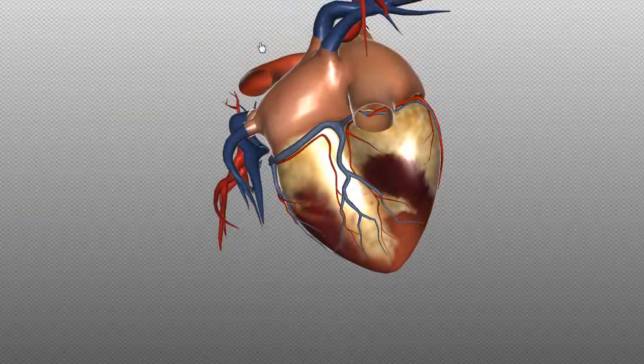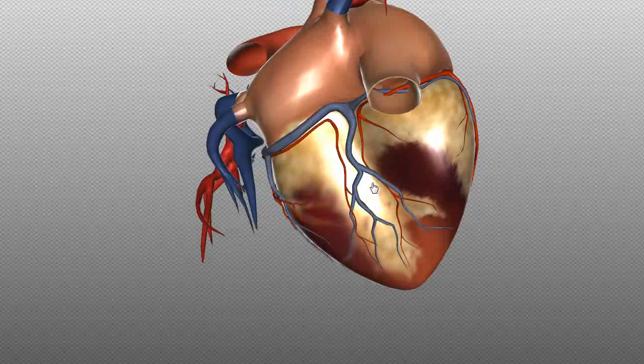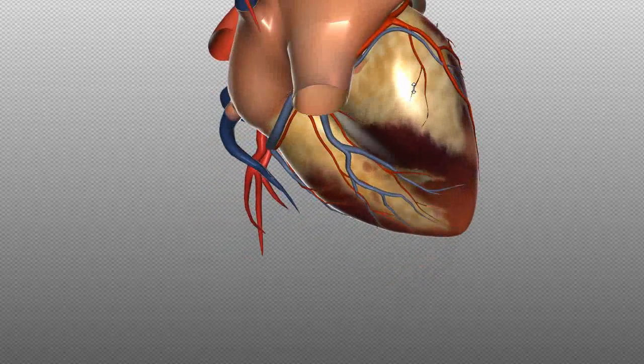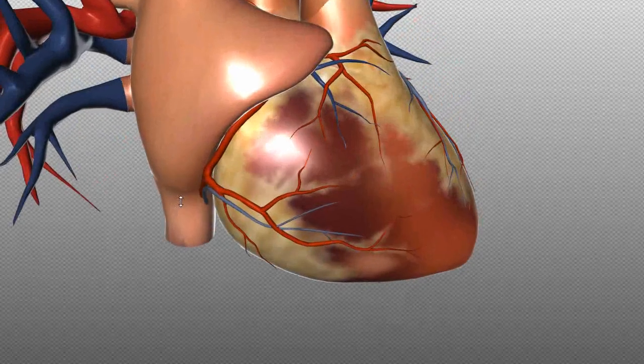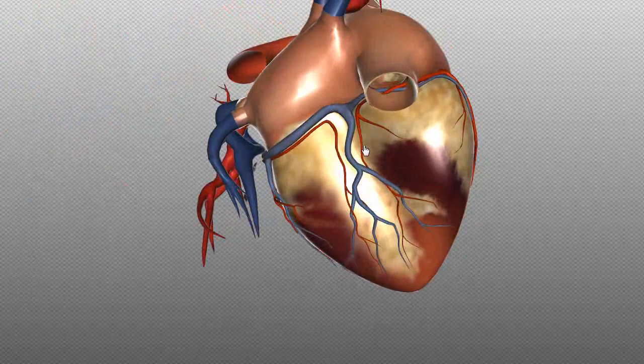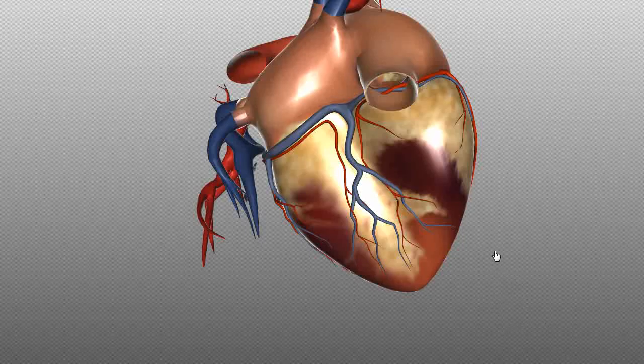So the artery that branches off from the right coronary artery and runs down the posterior interventricular groove is the posterior interventricular artery, which is also known as the posterior descending artery. So you've got two branches of the right coronary artery. You've got the right marginal artery, and you've got the posterior interventricular artery, or the posterior descending artery. So this is the right coronary artery, you can see here in the coronary sulcus.